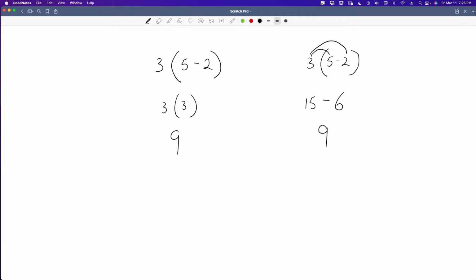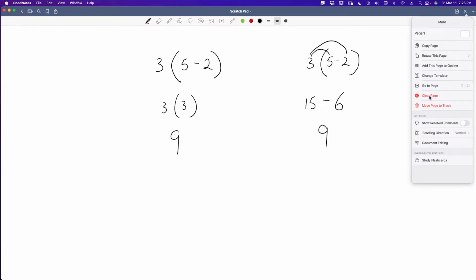So let me introduce this rule to you. This is called the distributive property. You're going to want to take this down in your notes because we will be using this property from now until the end of Algebra 3, should you make it that long. So let's look at the rule.